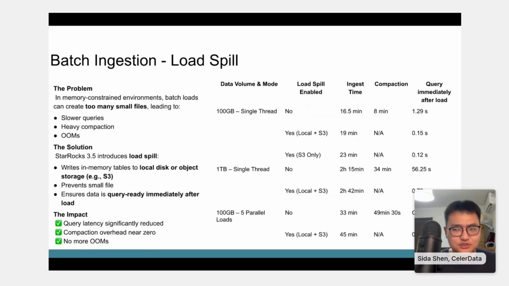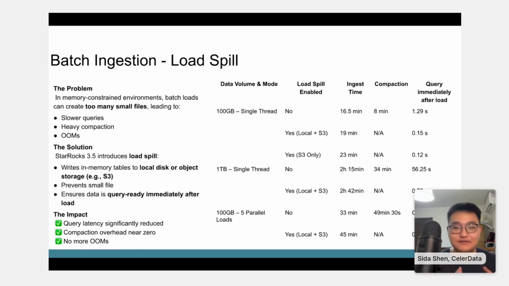And next is optimization regarding batch ingestion. If you're ingesting in batch but you have very limited memory, before 3.5, StarRocks would still do the ingestion, but create many small files because we don't have enough memory to write bigger files. And small files are just horrible for any OLAP database, because they're really bad for query performance. Scanning through a bunch of 1 megabyte small files is absolutely the worst thing you can do to your query performance.